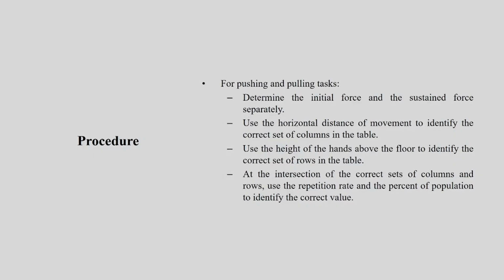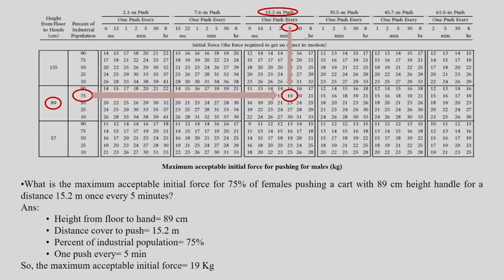How do we start? Determine the initial force and sustained force separately. Use the horizontal distance of movement to identify the correct set of columns in the table. Use the height of the hands above the floor to identify the correct set of rows of the table. We will understand as we did for lowering. At the intersection of the correct set of columns and rows, use the repetition rate and the percentage of population to identify the correct value. So, let us take the example.